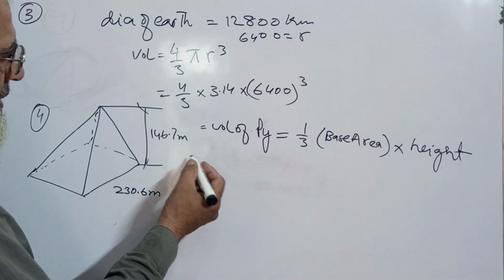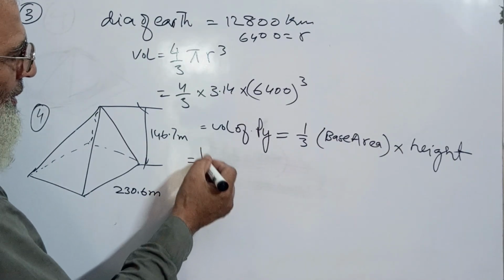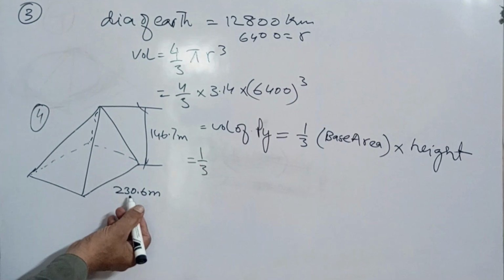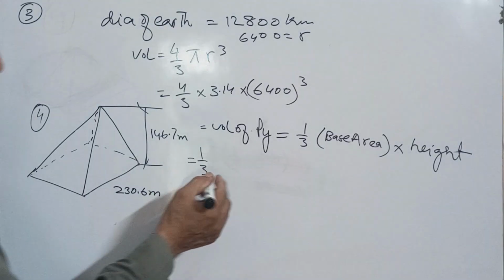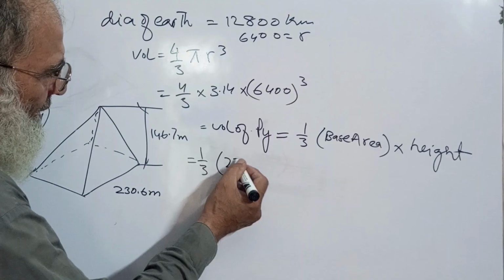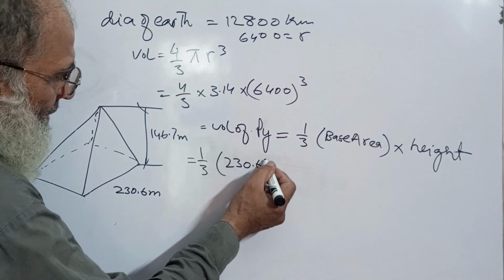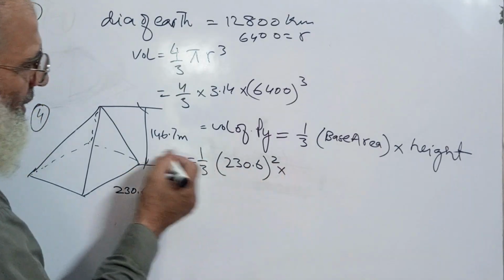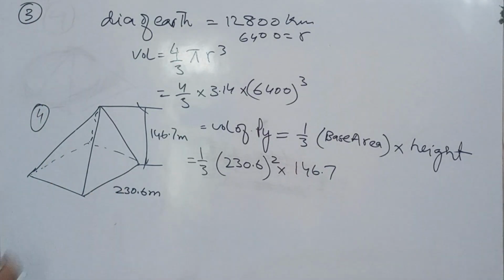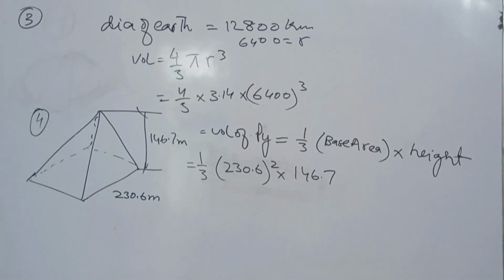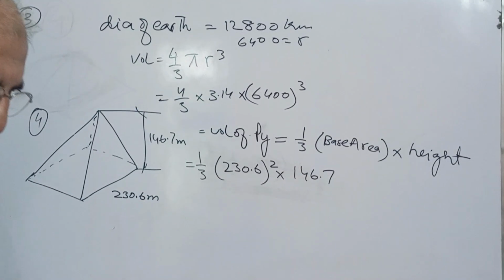Okay, now just bring them closer. One-third base area. Since the base is square, the base area will be 230.6 whole squared, multiplied by 146.7. If you calculate it, you will get the volume of the pyramid. So my dear students, just solve this question and you'll find the volume of the pyramid.